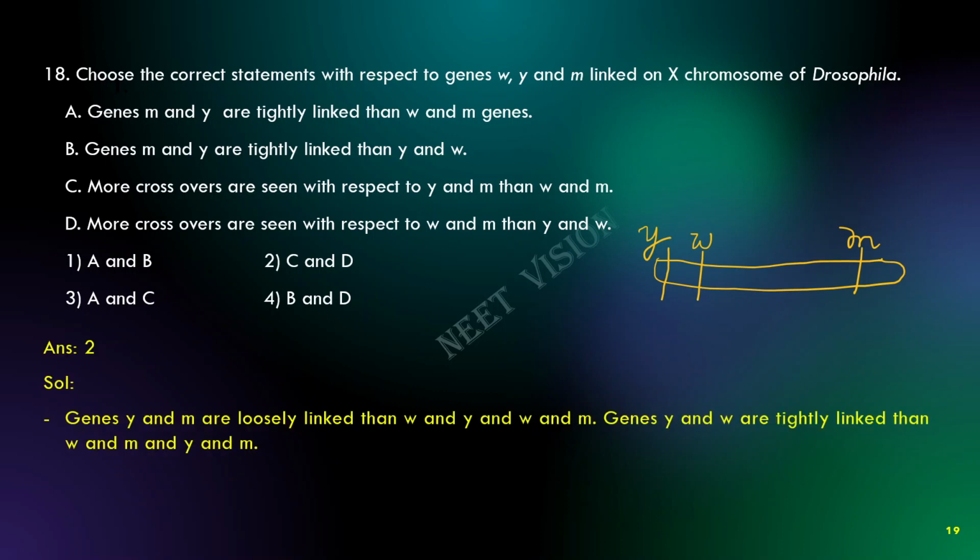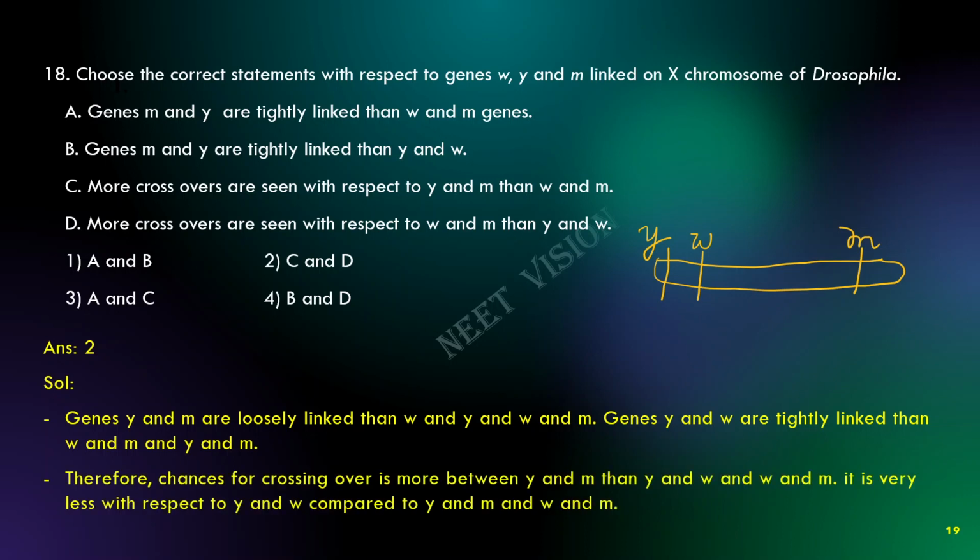Second one. Genes Y and M are loosely linked than W and Y and W and M. Genes Y and W are tightly linked than W and M and Y and M. From the figure also we can clearly understand. Therefore, chances for crossing over are more between Y and M than Y and W and W and M. It is very less with respect to Y and W compared to Y and M and W and M genes.